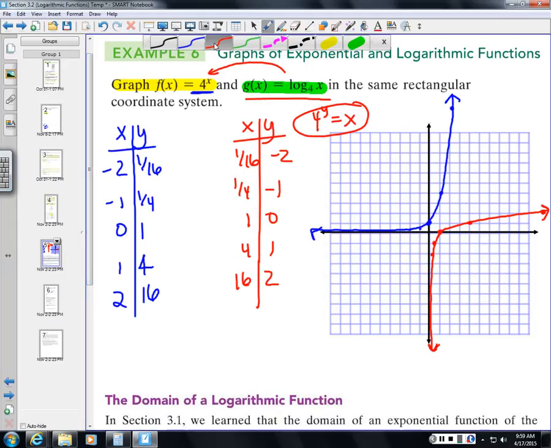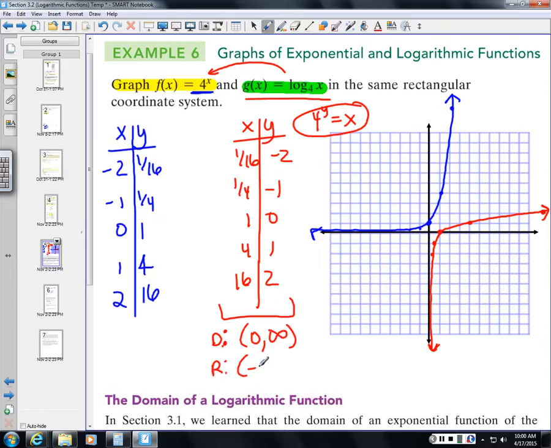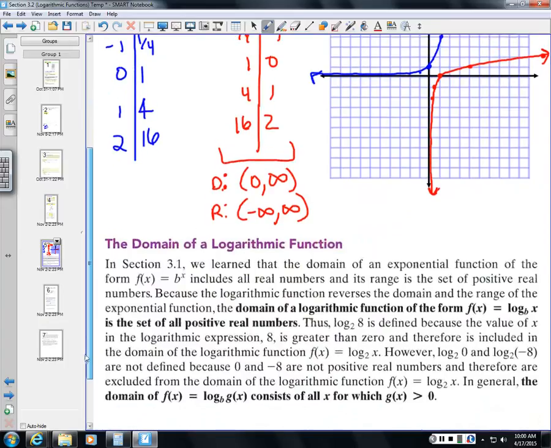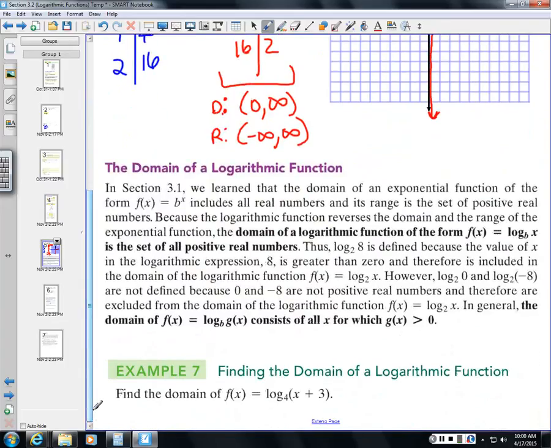Okay, so again, if I did ask you for the domain, because of the characteristics that we already know, the domain here is going to be 0 to infinity, and the range would be negative infinity to positive infinity. So taking that idea just a little bit further, there will be times that you're asked just for the domain of the log function. You're not even necessarily asked to graph it, but we just want to know what the domain of that log function is.